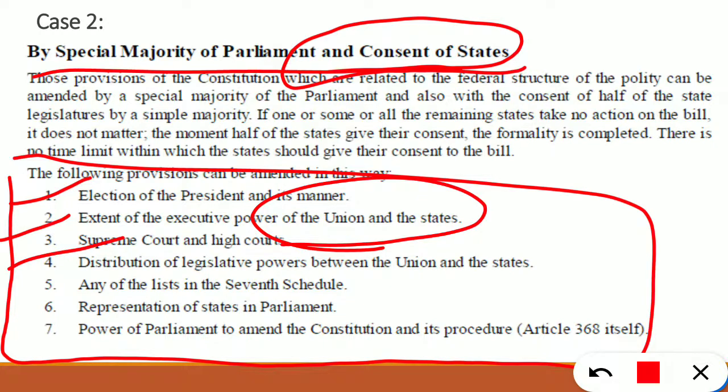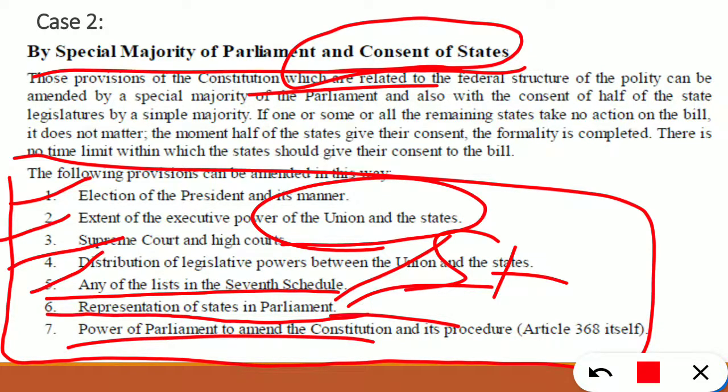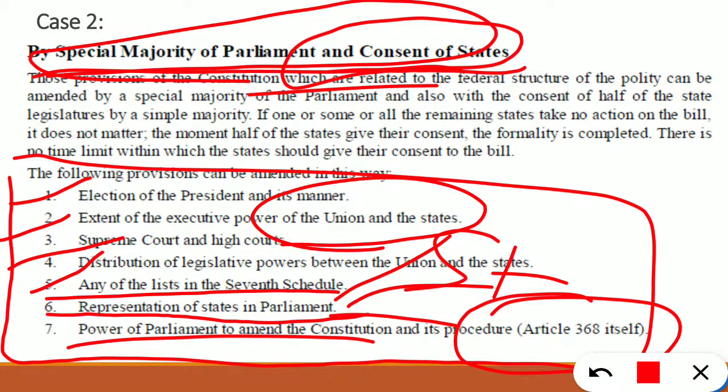Supreme Court and High Court, to change anything regarding that. Distribution of legislative power between union and state, any of the lists in the 7th Schedule: state list, center list, concurrent list. Representation of states in parliament: to change the seats of states in Rajya Sabha or Lok Sabha, this majority is needed. Power of parliament to amend the constitution and its procedure: to change Article 368 itself, this majority will be needed. So this was about the types of majority.